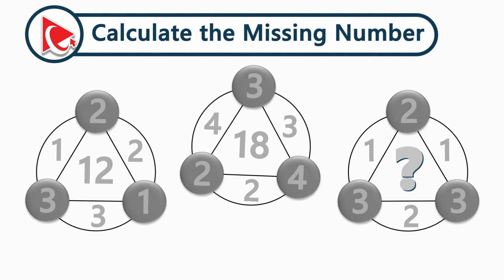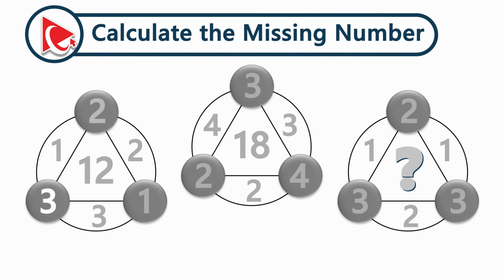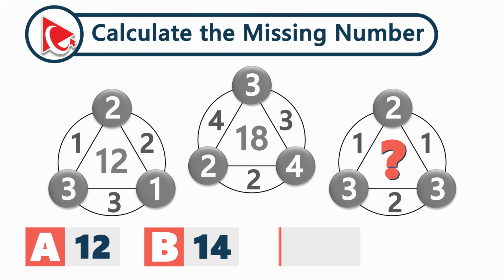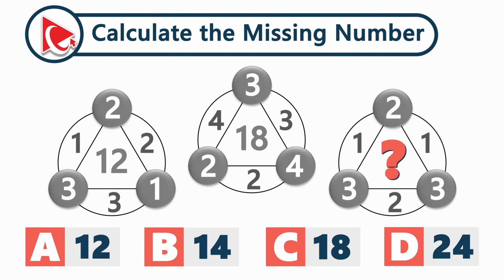Take a close look at these beautiful shapes. First shape has numbers 3, 2, and 1 on the outside, numbers 1, 2, and 3 on the inside, and number 12 in the middle. Second shape has numbers 2, 3, and 4 on the outside, numbers 4, 3, and 2 on the inside, and number 18 in the middle. The third shape has numbers 3, 2, and 3 on the outside, numbers 1, 1, and 2 on the inside, and the missing number in the middle, which you need to calculate and select your answer out of 4 possible choices: A 12, B 14, C 18, or D 24. Can you try to solve it on your own and choose the right answer?